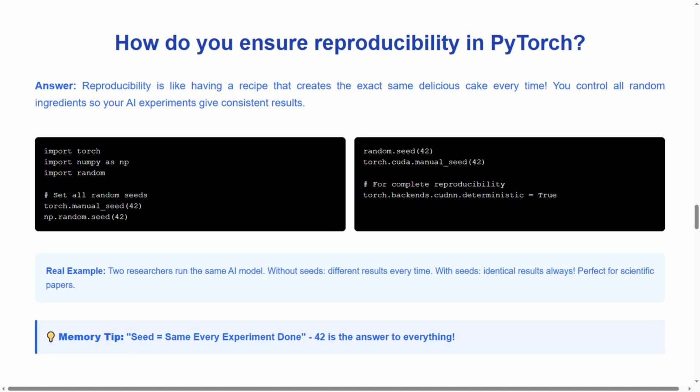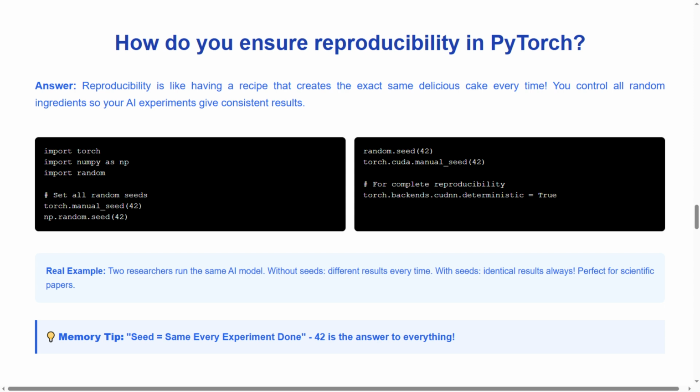Our next question is, how do you ensure reproducibility in PyTorch? Reproducibility is like having a recipe that creates the exact same delicious cake every time. You control all random ingredients, so your AI experiments give consistent results.